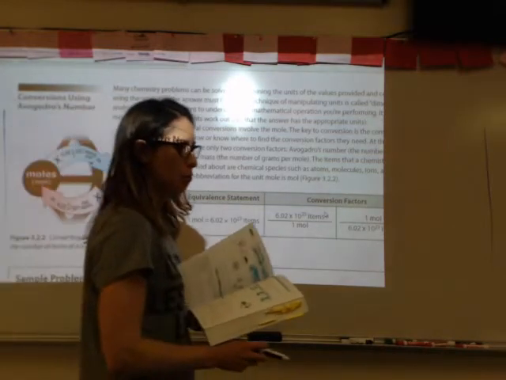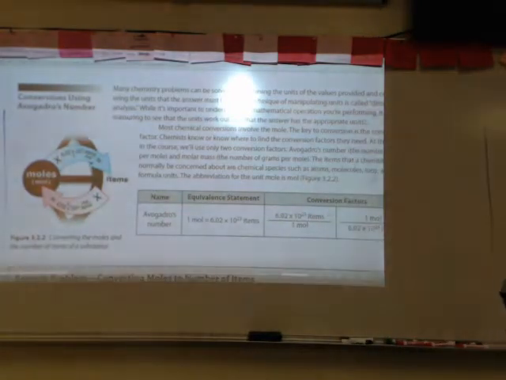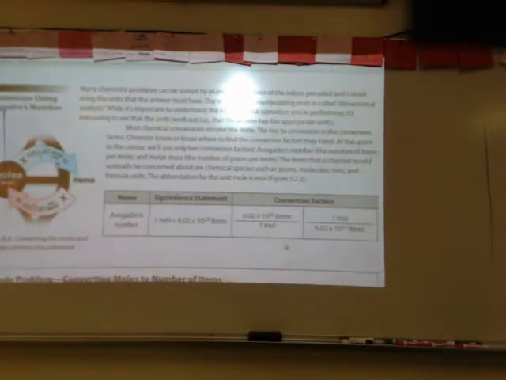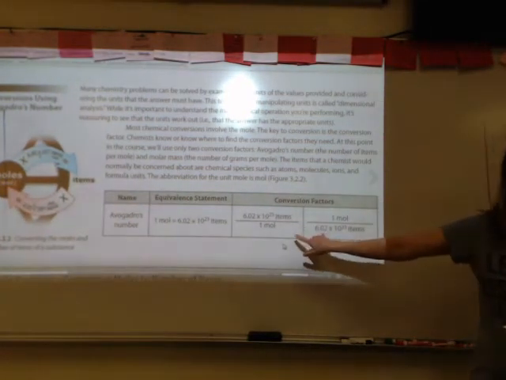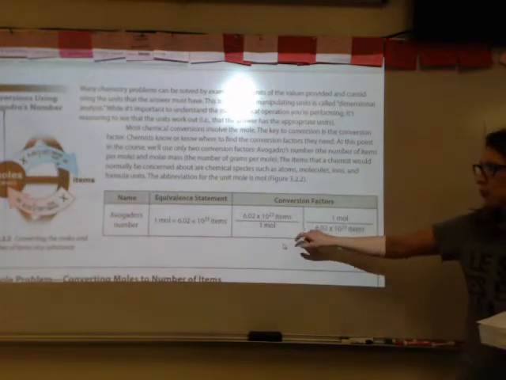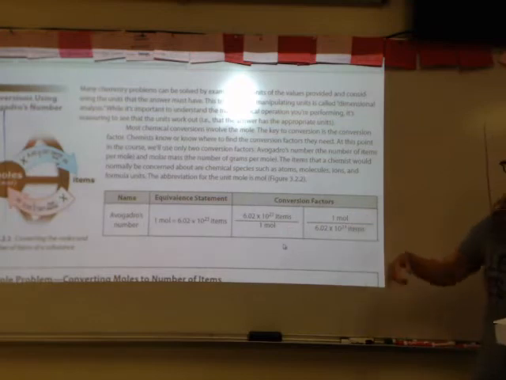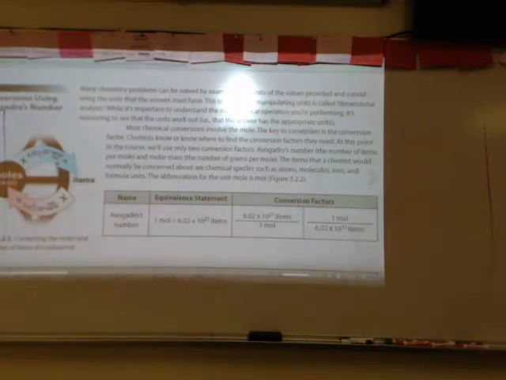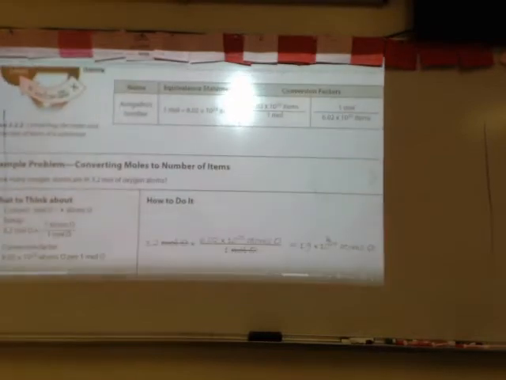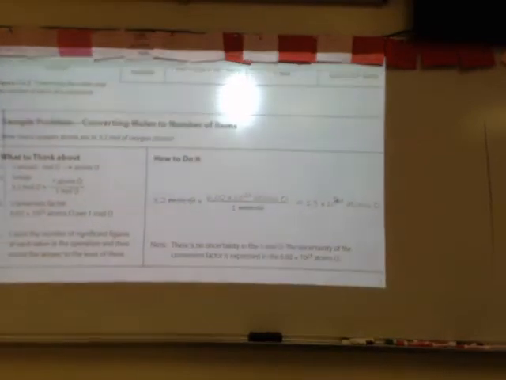So since a mole equals 6.02 times 10 to the 23rd things, you can rewrite this as a conversion factor. You have 2 different ways to write it, one with the mole on the bottom or the mole on the top, depending upon the unit that you're trying to cancel. So let's go ahead and take a look how this is done.